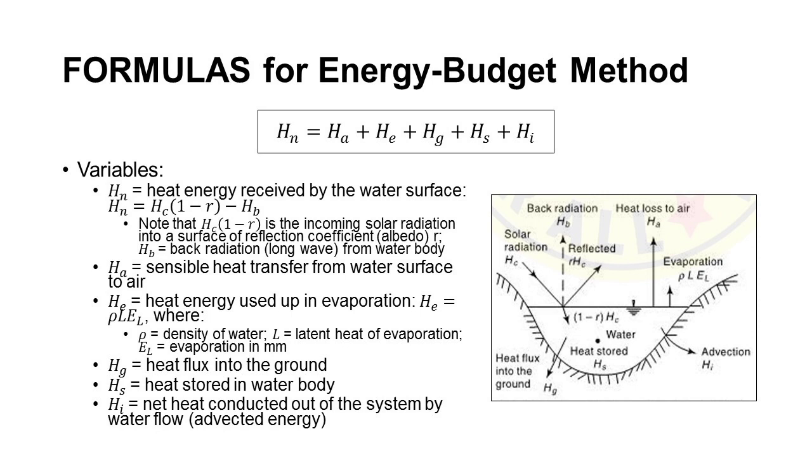All the energy terms here are in calories per square millimeter per day. If the time periods are short, the terms heat stored in water body and the net heat conducted out of the system by water flow can be neglected as negligibly small. All the terms except the Ha, or the sensible heat transfer from water surface to air, can either be measured or evaluated indirectly.